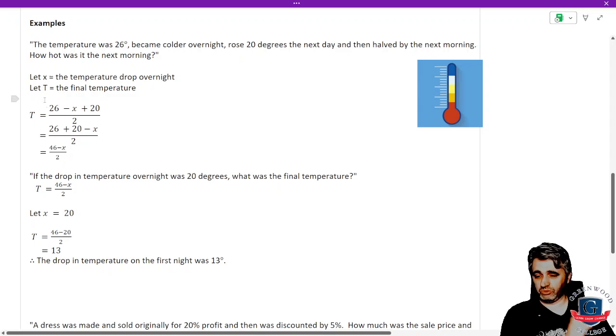In that term, what we want to do is simplify it. So we're going to move this 20 over to here and then add it together. We can do that by swapping the minus x to the back and putting the 20 in its place, which is what we did here. And that would then simplify to 46 minus x on 2. Now if we have a case where the temperature was 20 degrees, we could substitute that into x, and we would find out that the temperature is 13 degrees, or that's how much it dropped, I should say, on that first night, which is what the unknown is.